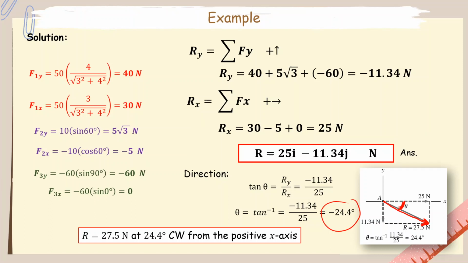So, we have the magnitude, 27.5. By the way, how did we get 27.5? Di ba vector ang ating answer dito? So, makuha natin ang kanyang scalar magnitude pag naka 25 squared plus negative 11.34 squared. So, the answer should be around 27.5 Newton. So, the resultant is 27.5 Newton at 24.4 degrees clockwise from the positive x-axis. Okay, next.